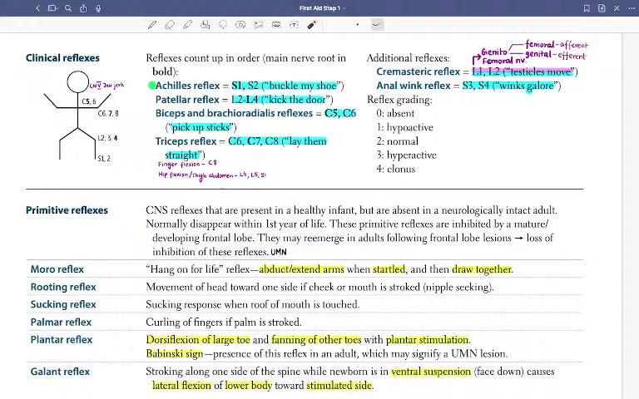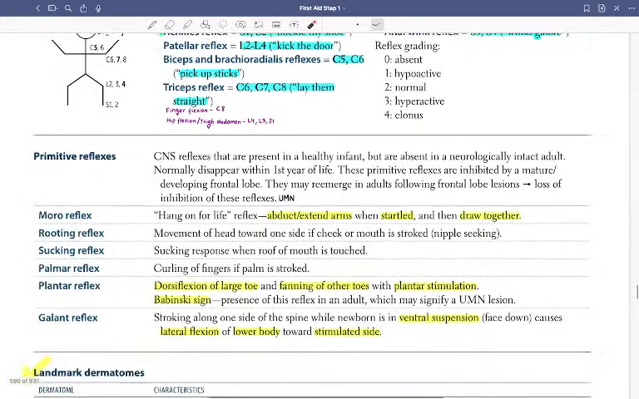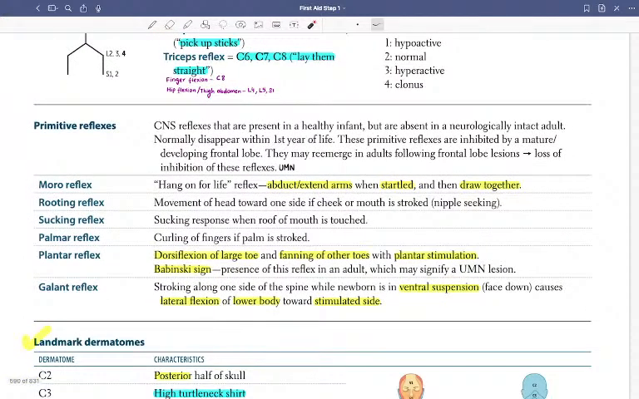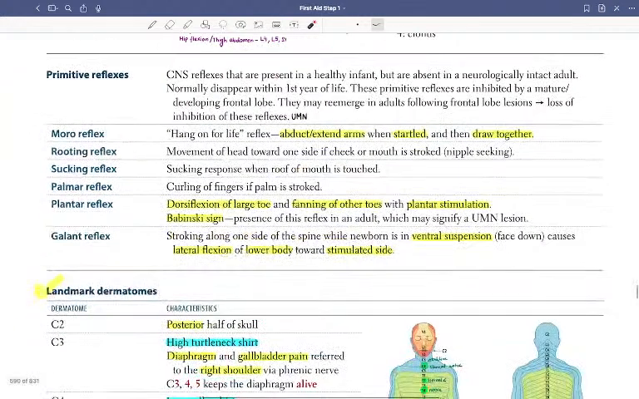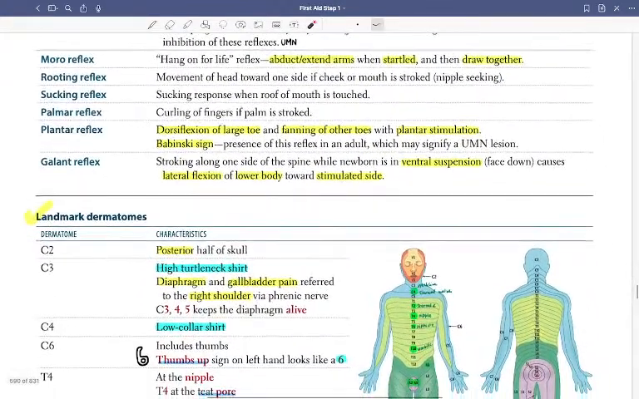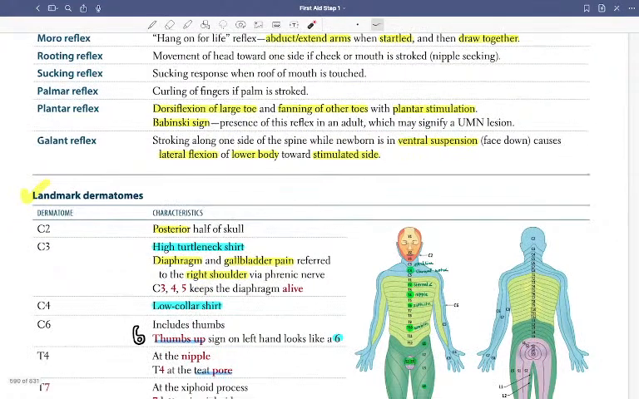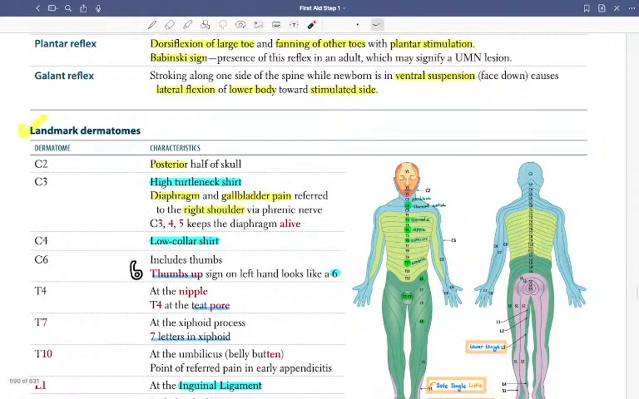Okay, now let's go ahead. This Moro reflex is simply hang for life: just abduct and extend the arm and startle, and then draw together. All this is fine, but not required. Babinski, UMN lesion, that's it. Just the properties of Babinski: dorsiflexion of the large toes and fanning of the other toes with plantar stimulation. That is Babinski. There are 2-3 others also, but later on.